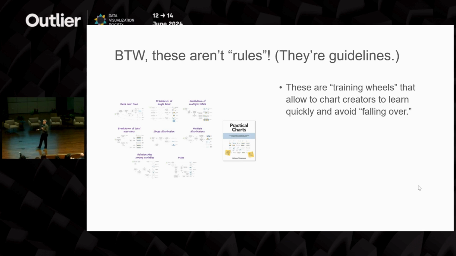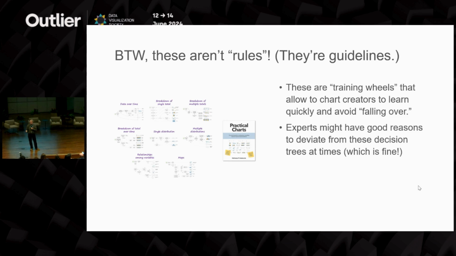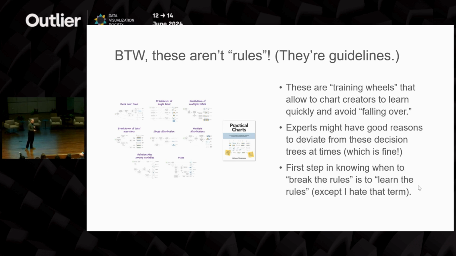It allows them to get up and running very quickly and make expert-level chart type choices, and to avoid falling over, making what most of us consider fairly obviously bad chart type choices. It's going to stop them from doing that. But experts, people who have more experience, and a lot of people in this room, are probably going to have good reasons to deviate from these decision trees, which is fine. Totally cool. If you know why you're deviating from it, then that's great. But the first step in knowing when to quote unquote break the rules is knowing what the rules are in the first place. Although I hate that term, I prefer the term guidelines.